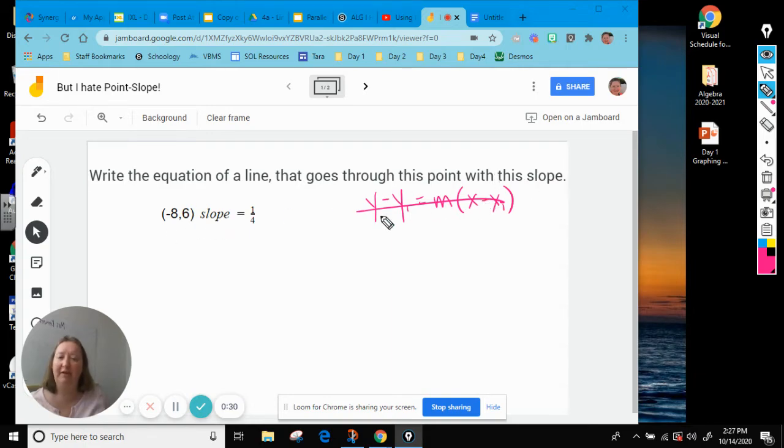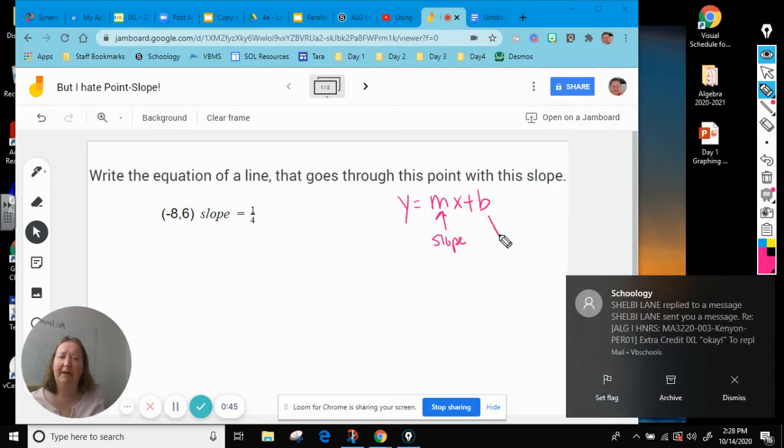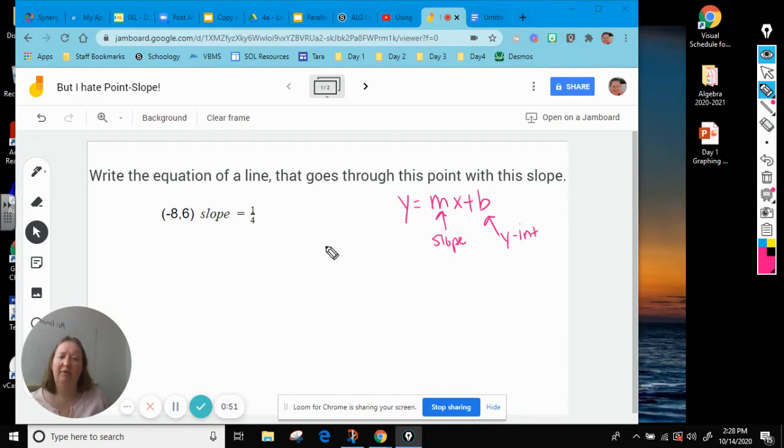Here's another thing that you can do that will maybe make you feel more comfortable. Okay, you know this formula, y is equal to mx plus b, where m is our slope, our rise over run, and b is the y-intercept. There we go. And so what you want to do is just utilize the information that you're given into this.